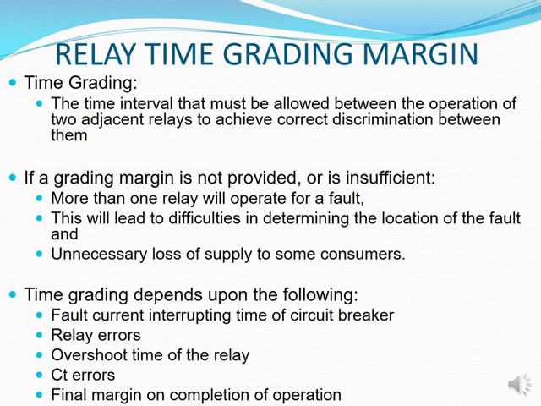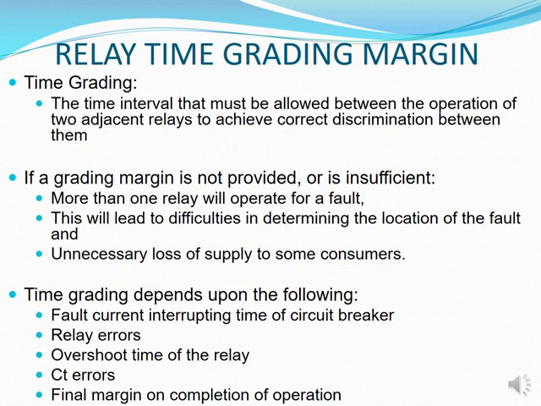Our time grading depends upon the following elements for us to be able to determine it correctly. Your fault current interrupting time of your circuit breaker, which is the time it takes to actually trip after you've sent the signal to it. Then you've got your relay errors, the overshoot time of your relay, the CT errors, and your final margin on completion of your operation.